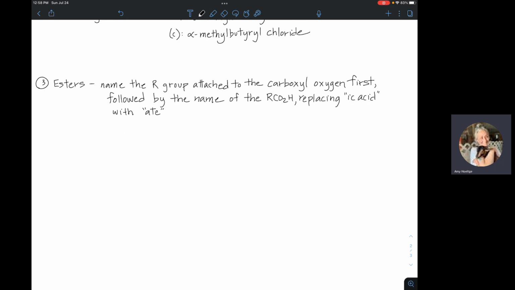So that's again, the rule sounds a little confusing, but to see an example might be helpful. So let's go like this. So right there, this oxygen is the carboxyl oxygen. The other one is the carbonyl oxygen, okay? So let's put a different R group on the other side.